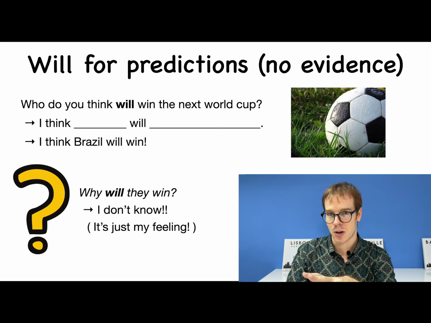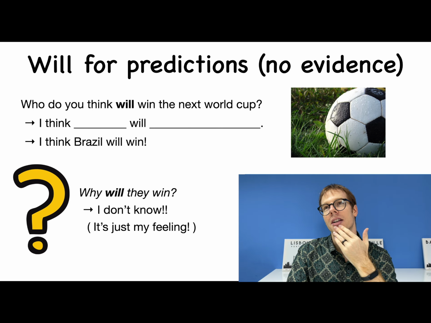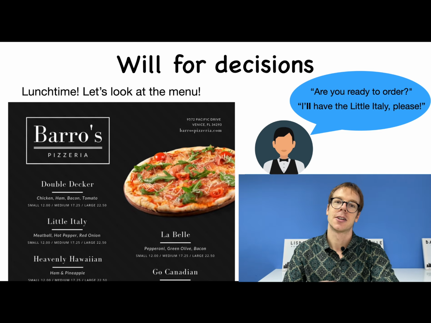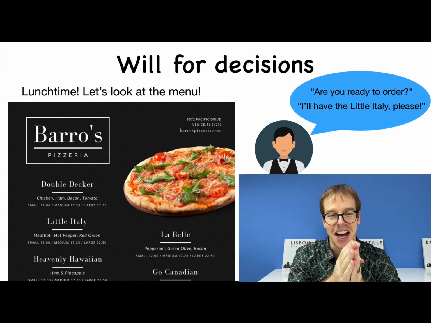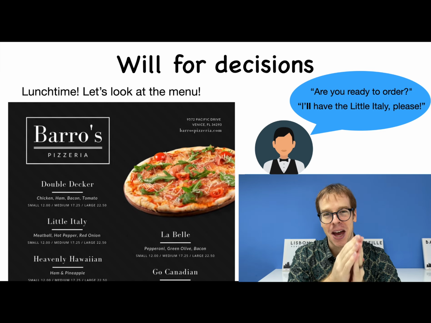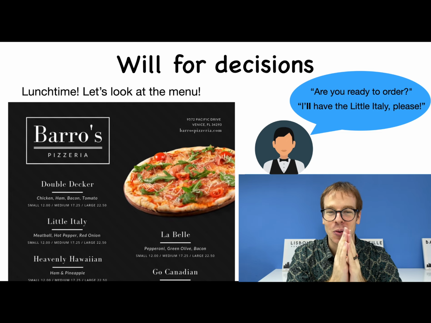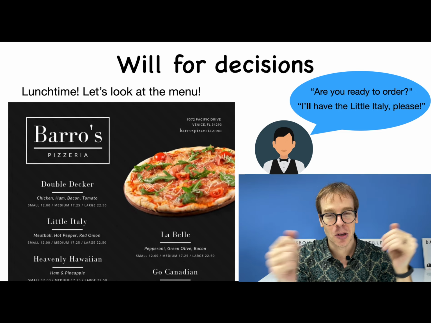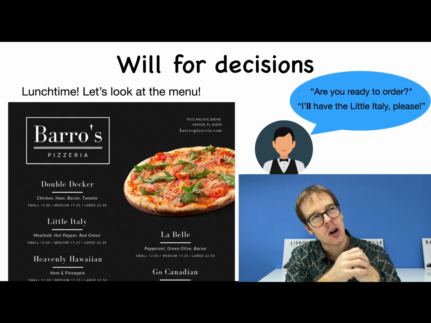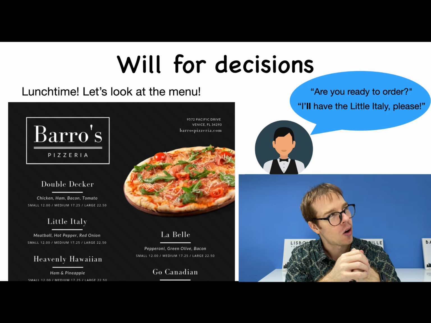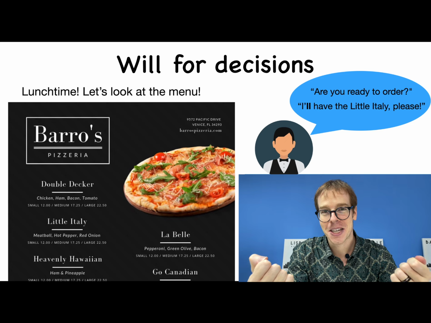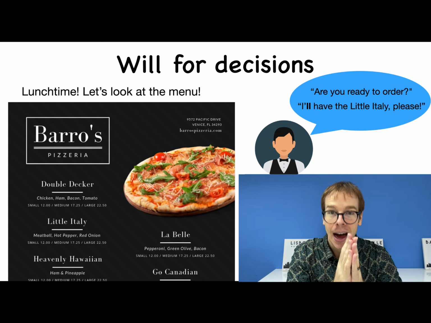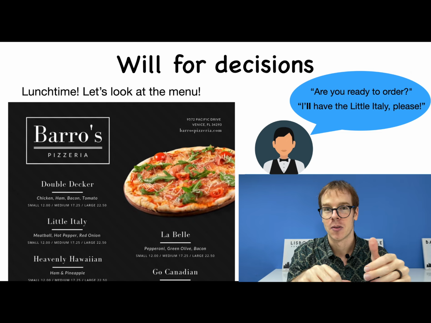Okay, next one we'll go to decisions. Decisions, this will I usually use when I'm at lunch or when I'm having dinner. I go to a restaurant and I have to look at the menu. And of course, when I'm looking at the menu, do I already know what I'm going to order? Do I already have a plan? No, right? I grab the menu, and I have to decide now while I'm speaking, while I'm thinking.